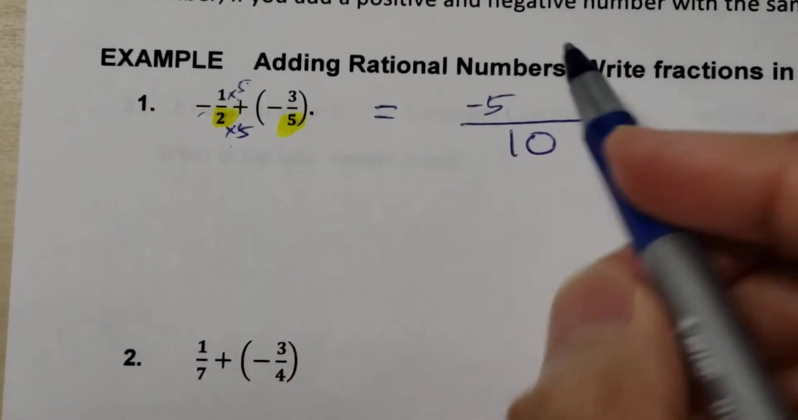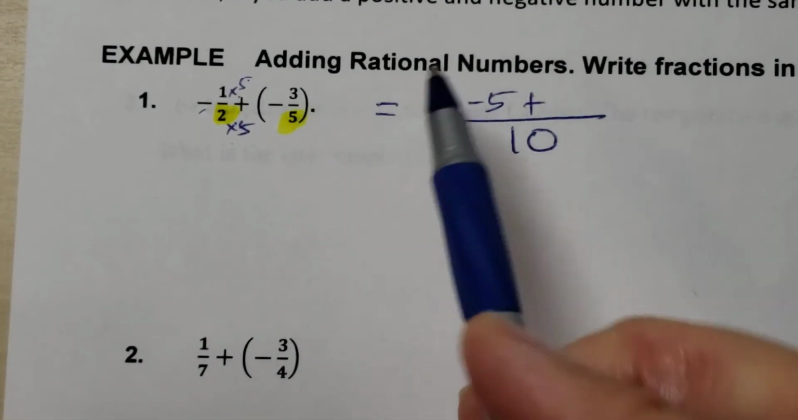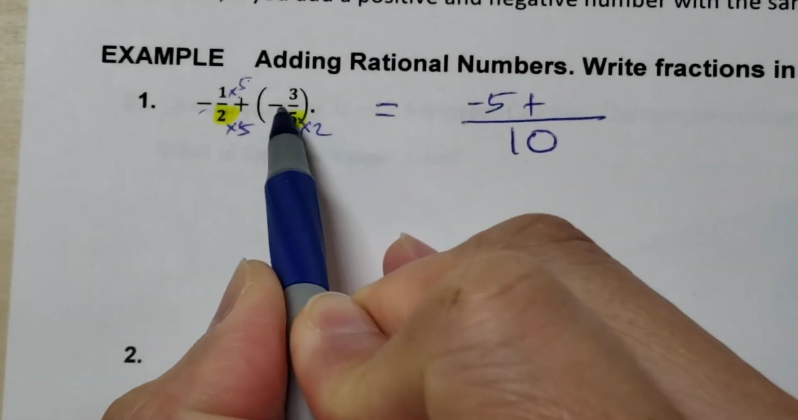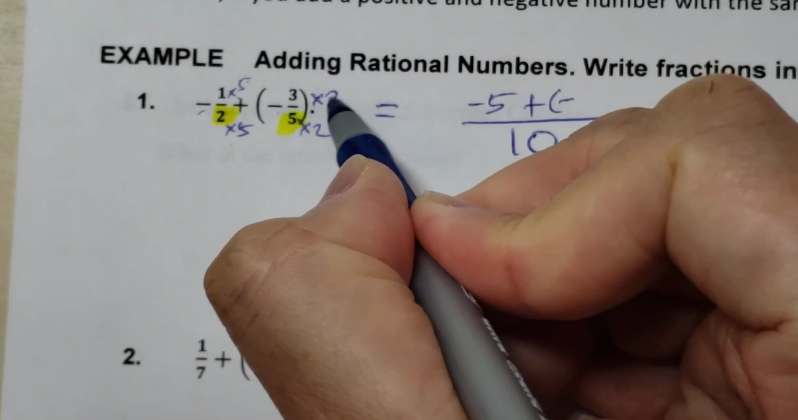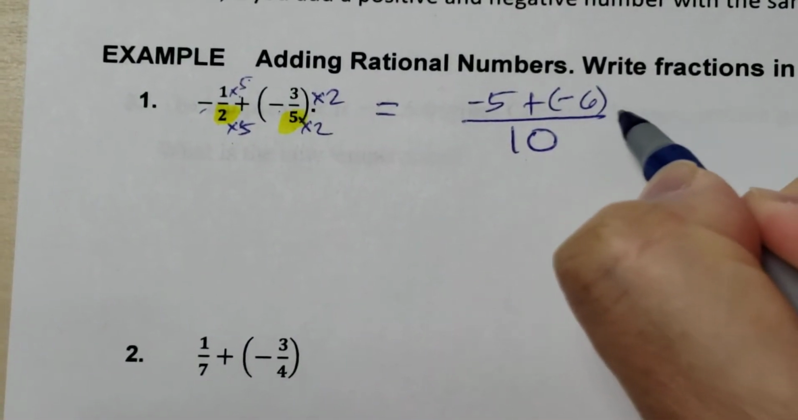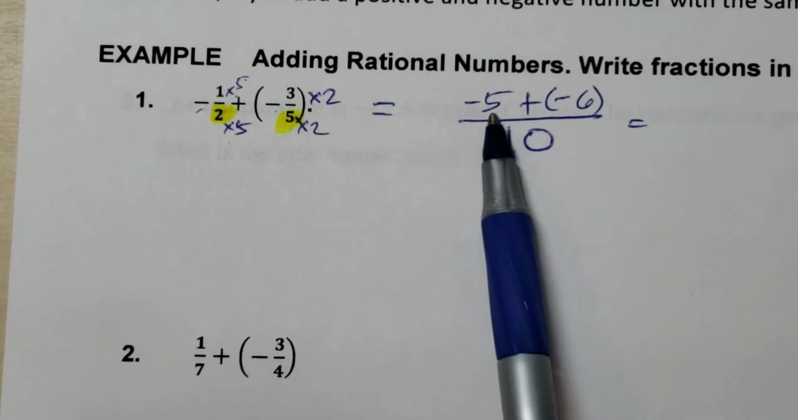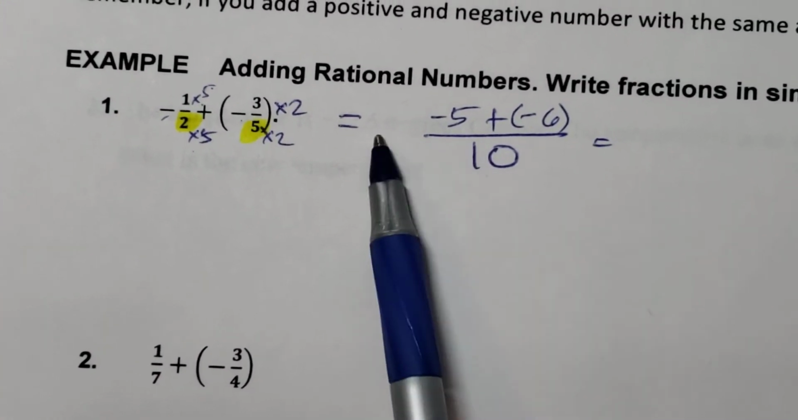Okay, now 5 times something gets you 10. So that's 5 times 2. So negative, don't forget the negative sign, 3 times 2. So -3 times 2, that gives you a -6. Now look at this. The signs are the same. They have the common denominator, which is 10. The signs are the same.